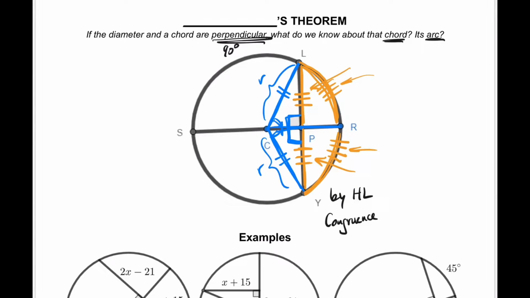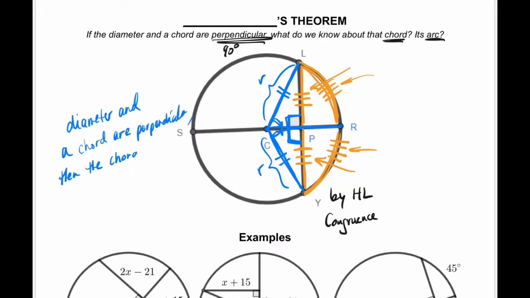And just to sum it up, if the diameter and a chord are perpendicular, then the chord is bisected. The chord is bisected by the diameter. By the diameter.